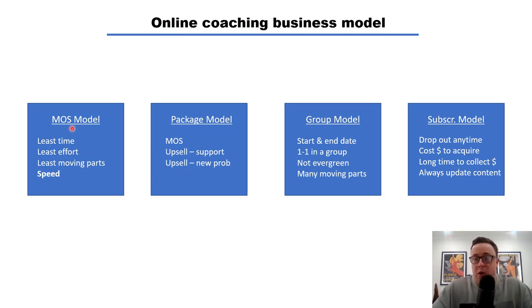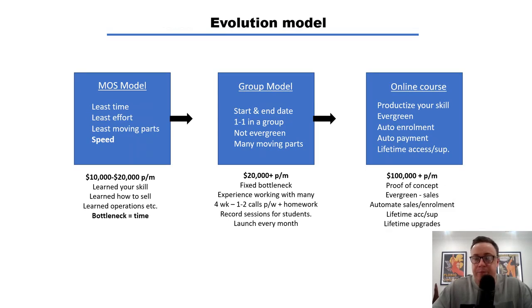Okay, so the MOS model is about speed, the package model is about speed and a little upsell. The group model takes care of any bottlenecks in time, however, it has its own issues as well. The subscription model, I recommend you avoid like the plague. So what's the fifth model? Well, let me take you to the next slide.